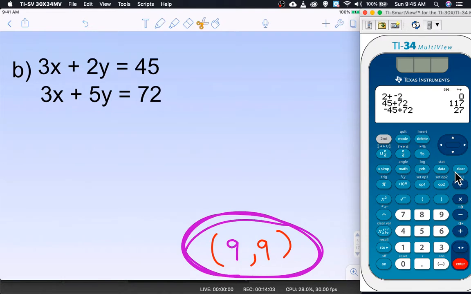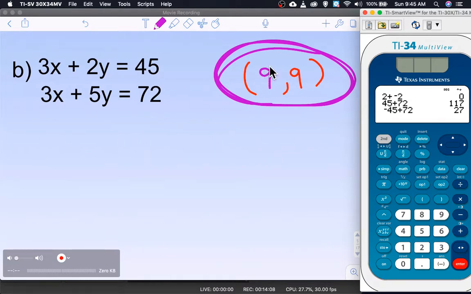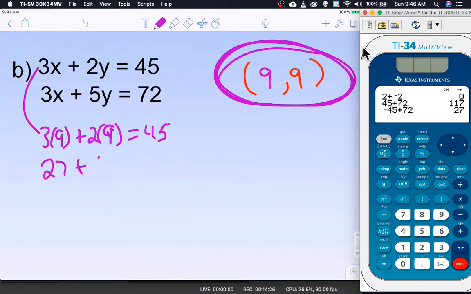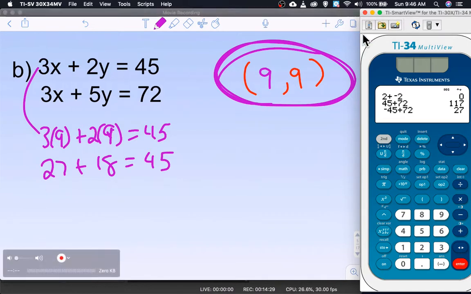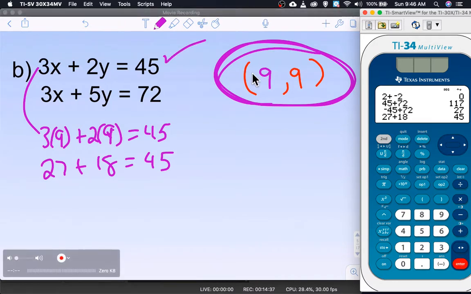To check your answer, we've actually done this before. All you do is you're going to plug in the 9 for x, the 9 for y in both equations. And if everything works out right, this math should work. So if I plug it in here, so 3 times my x value plus 2 times my y value equals 45. Is 27 plus 18 equal to 45? Does that math work out? 27 plus 18 is check. So when I plugged in 9 for x and 9 for y, this first equation worked out.